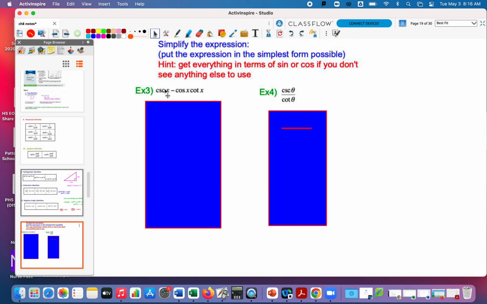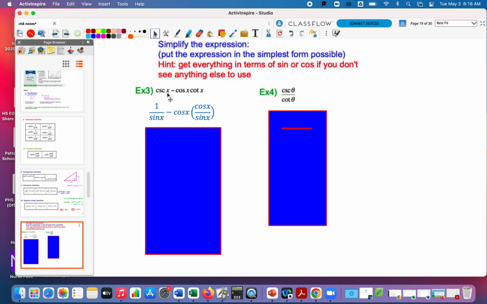So for example, on this one, okay, wow, that's kind of a mess. I don't see that this is any of my current identities. So let's just try to replace some stuff. Cosecant can be replaced with 1 over sine of x. Cosine, I'll just leave the same. And cotangent is cosine over sine.